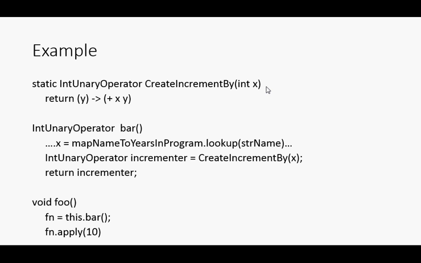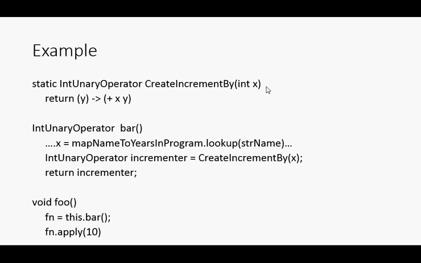That's what's going on. Foo calls bar. Bar calls create increment by to get a function back. And bar itself returns the incrementer it gets back. So here's the incrementer. If x is 1 here, what does this incrementer do that it gets back? If I call create increment by with a value of 1, what does it return? It returns a function that, given an argument, returns 1 greater than the argument. If x is 10, what does create increment by do? It returns a function that takes a value and returns that value plus 10.